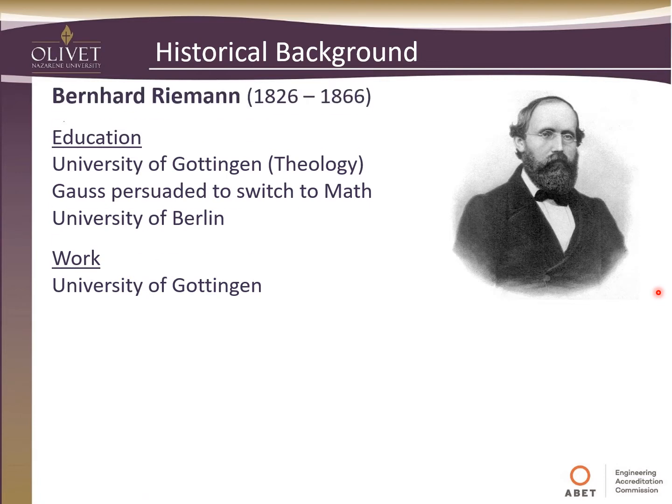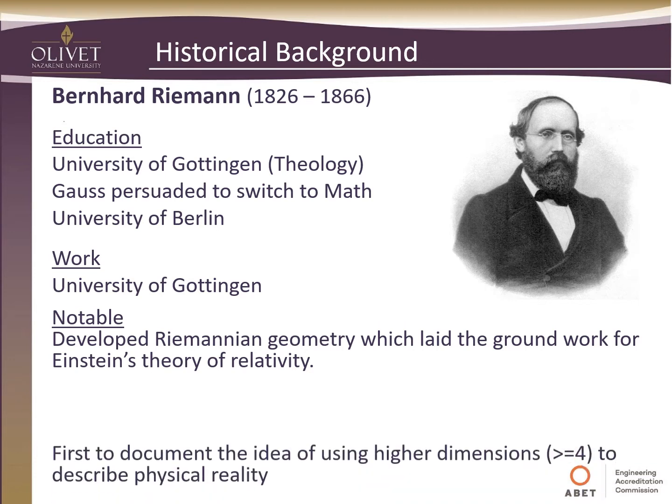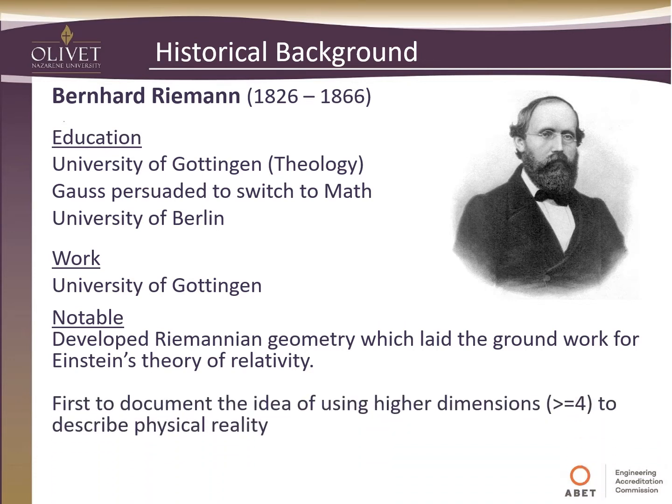Riemann's actually one of my favorite mathematicians because he did some pretty amazing things and set up a lot of the groundwork for what Einstein was able to do later. What are some of the notable things of Riemann? Well, he developed Riemann geometry, which laid the groundwork for Einstein's theory of relativity. He was the first to document the idea of using higher dimensions to describe physical reality, and this was much at the persuasion of Gauss.